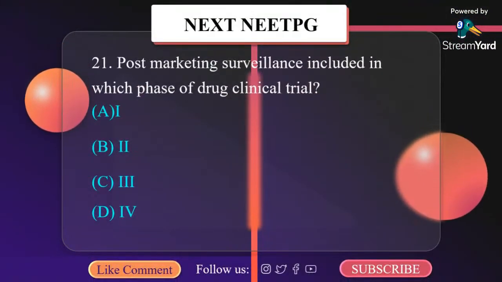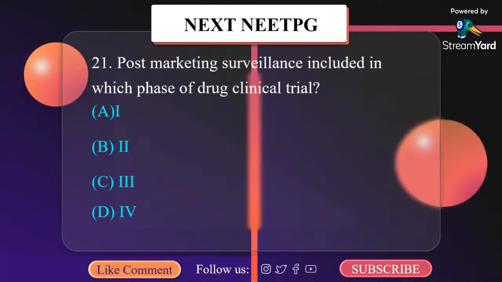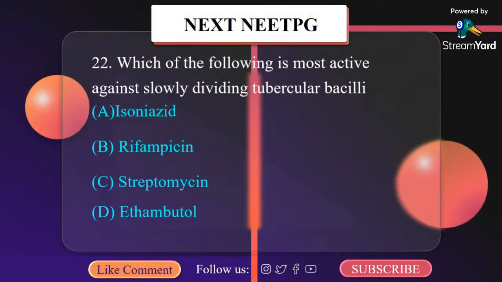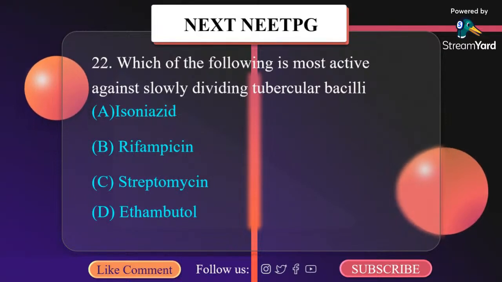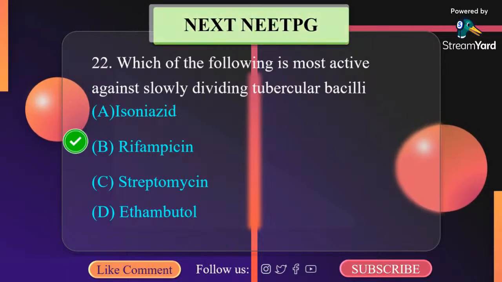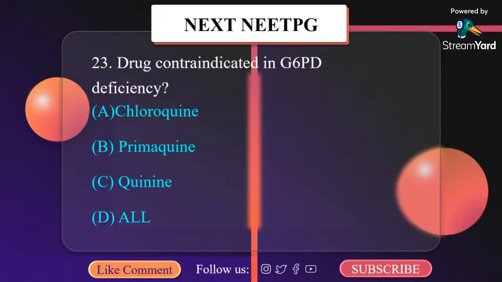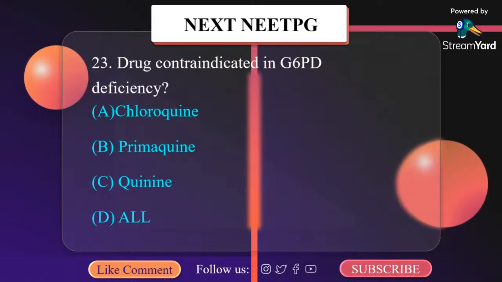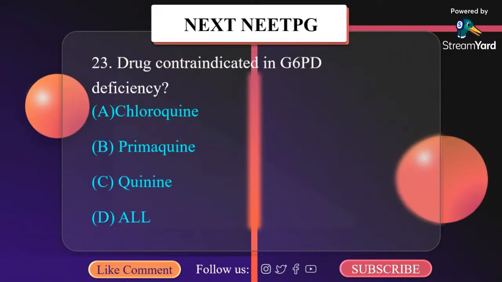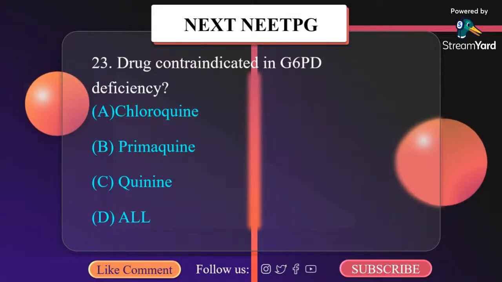Post-marketing surveillance is included in which phase of the clinical trial? Post-marketing surveillance is phase 4. The correct option here is phase 4. Which of the following is the most active against slowly dividing tubercle bacilli? It is rifampicin. Drug contraindicated in G6PD deficiency is. This G6PD deficiency is a very important topic. Well, all of them are contraindicated in G6PD deficiency. So the correct option here is D.